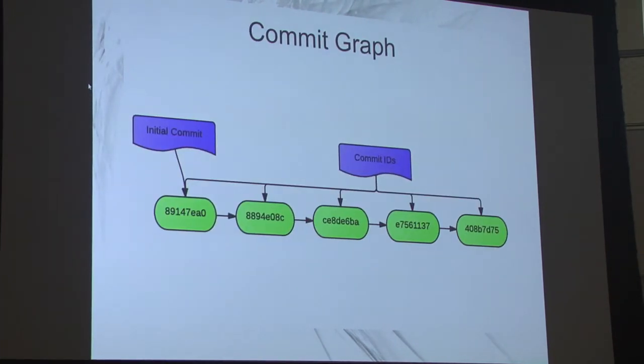The commit graph, as of right now, looks something like this. We started a repository, we had an initial commit, and then we made a set of subsequent commits after that. They were all linear, there was no branching, no merging. It's very simple so far. You can see every commit has a commit ID.